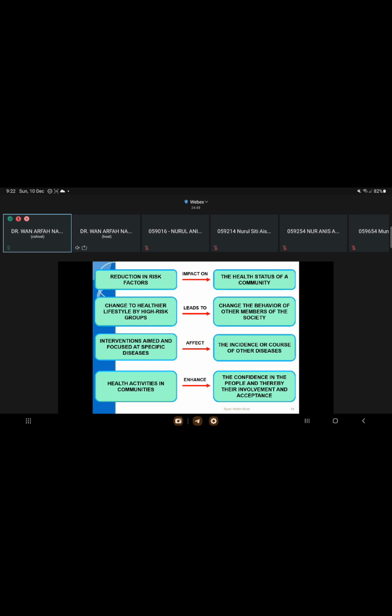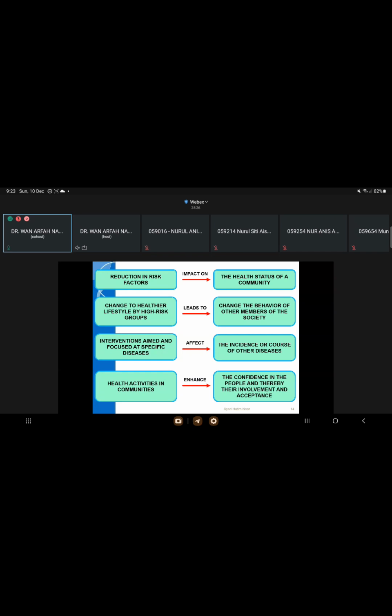You aim at a high risk group, that means that group is already quite high risk. You go to that village, you have seen the people around there, all the young people are obese. They don't do any activity, so they are a high risk group. So you want to change their lifestyle to become healthier. When you change their lifestyle, at the same time they will change the behavior of other members of the society.